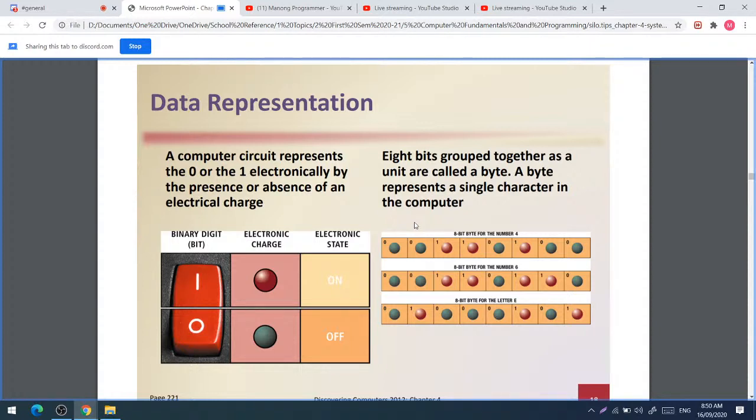Kaya tayo may tinatawag na data representation. So, tignan nyo po dun sa right part ng presentation natin. So, the 8-bit representation. So, tignan nyo sa pinakababa, 8-bit for the letter E. So, pag tinype natin ang letter E, ang naiintindihan ni computer is 0, 1, 0, 0, 0, 1, 0, 1.